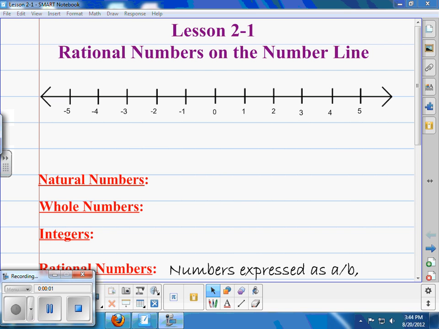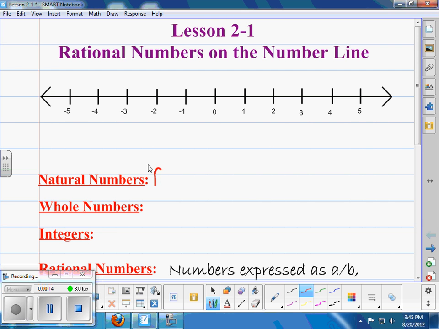Lesson 2-1, Rational Numbers on the Number Line. We'll begin by discussing types of rational numbers, and the first type of rational number is natural numbers. Natural numbers are also known as counting numbers.